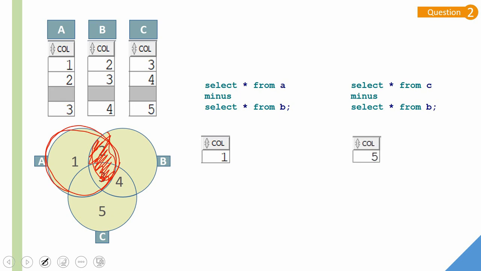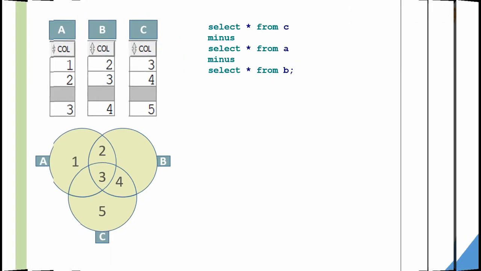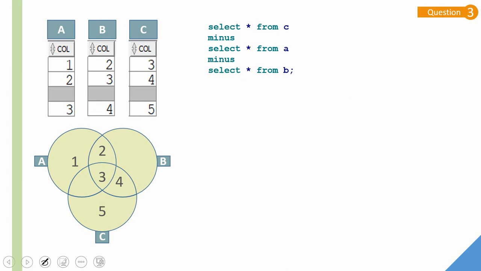Let's go ahead with question number 3. Question number 3 is very similar to question number 2. Here I just added one more table. What would be the answer for C minus A minus B? In this case, you will take all the values from table C, exclude the values from table A and exclude the values from table B. So the result would be 5.